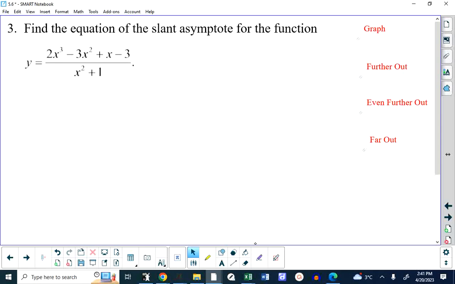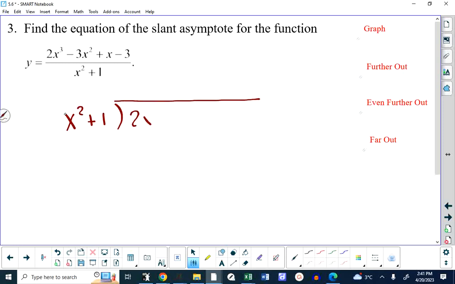So how do we do this? We can't use synthetic division. We have to take x squared plus 1 and divide it into 2x cubed minus 3x squared plus x minus 3.